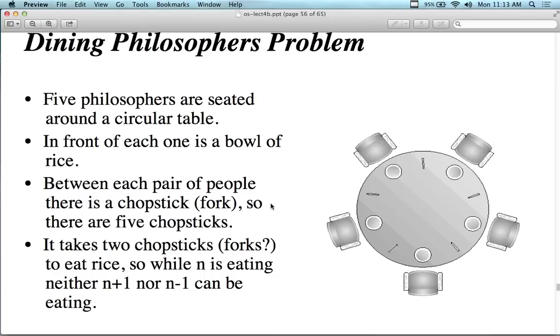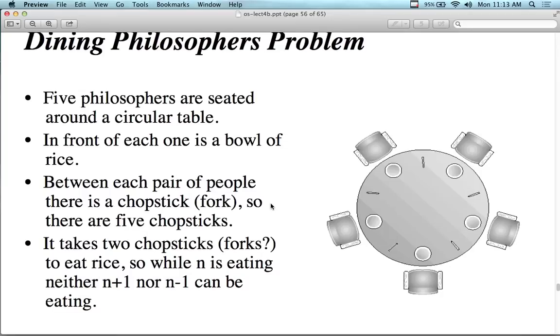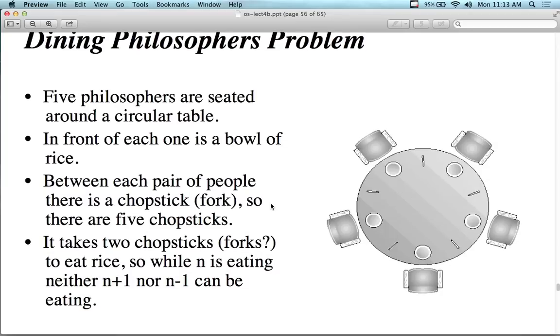Five philosophers are sitting around a circular table, and in front of each one is a bowl of rice, or spaghetti. Between each pair of people, there's a chopstick or a fork. So there's only five chopsticks, an odd amount of resources: 1, 2, 3, 4, 5. But they need two each, so there's not going to be enough. It takes two chopsticks or forks to eat rice.